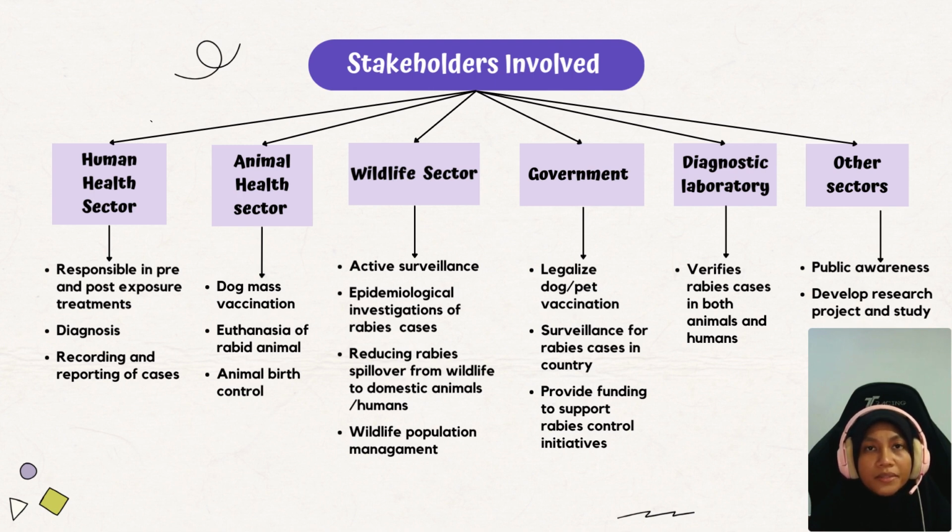As for the government, they are in charge of legalizing dog and pet vaccination, surveillance for rabies cases in the country, and also provide funding to support the rabies control initiatives. For the diagnostic laboratory, they are responsible for conducting tests to verify rabies cases in both animals and humans. And the other sectors are needed for public awareness and also help in developing research projects and studies.